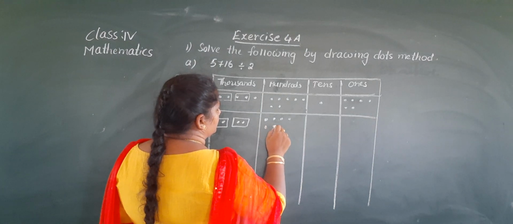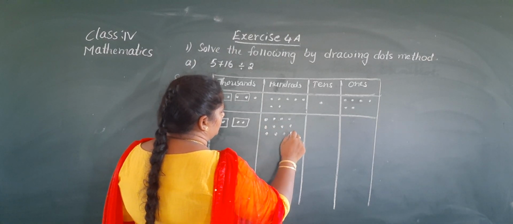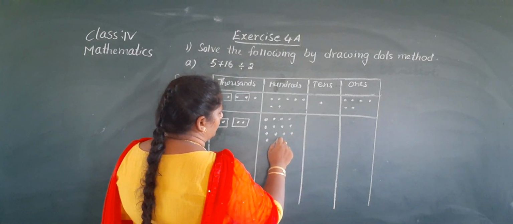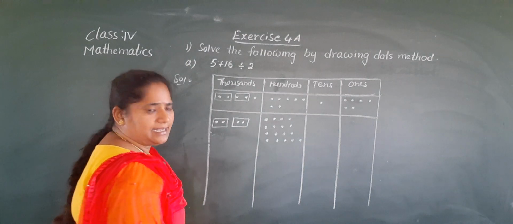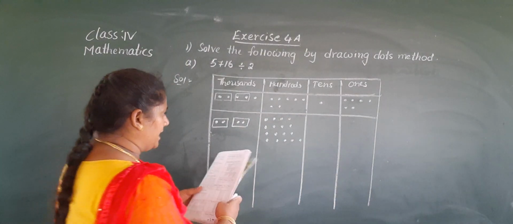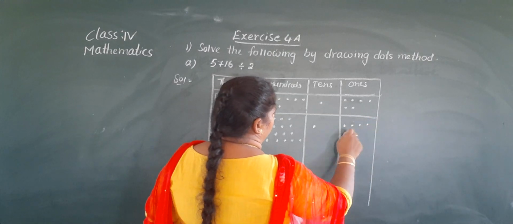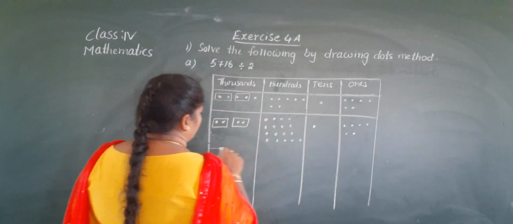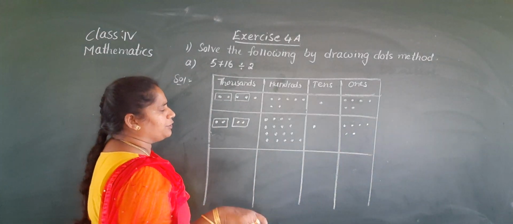Okay. 5, 6, 7, 8, 9, 10, 11, 12, 13, 14, 15, 16, 17 dots. Okay, is it clear to you, children? Yes, 17 dots. Here already 1 dot is there. Here also same like that. You have to continue. Now, we make these dots in the groups of 2.